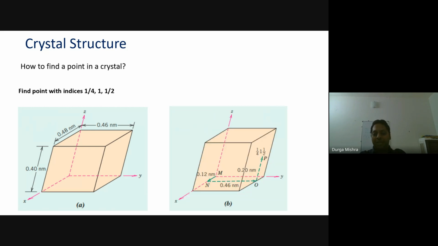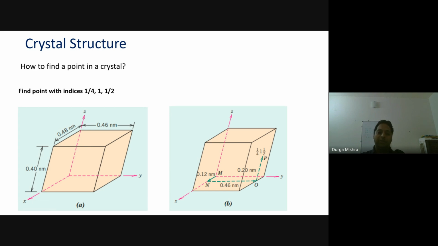So this will help you in doing that. We have defined the origin, this is the point M here. We'll start from point M and go 1/4 along. The first index is along the x axis, the second is along the y axis. So 1 by 4 along x, 1 along y, and 1.5 along z.